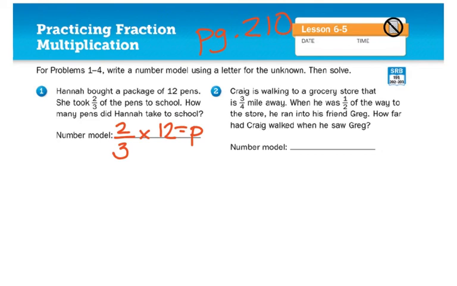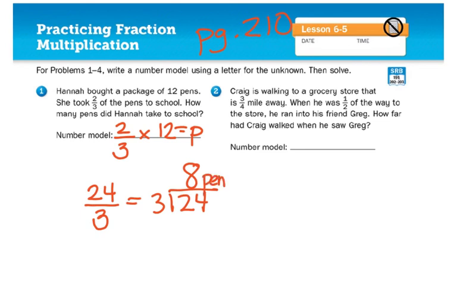2 times 12 is 24. They were in 3 equal groups. So how many 3s are there in 24? There are 8. 8 pens.